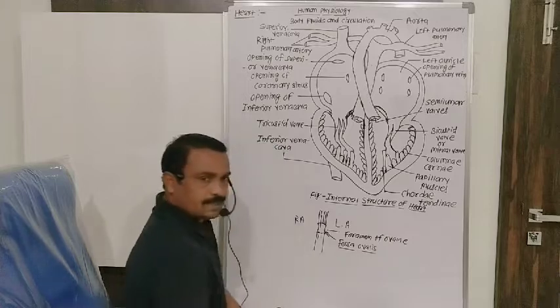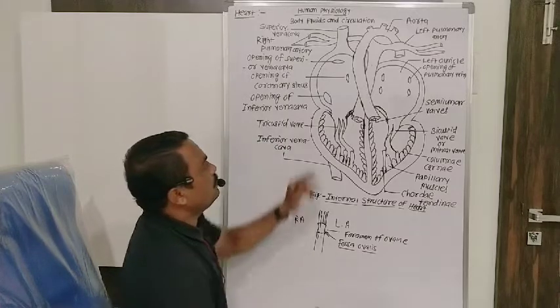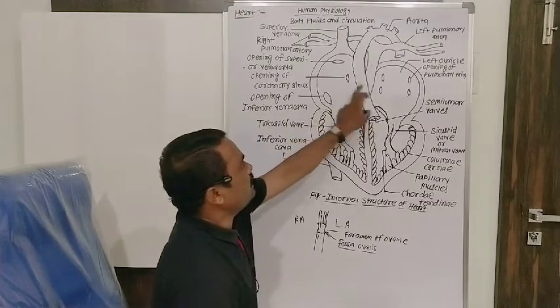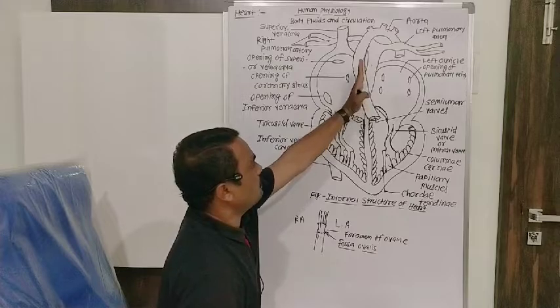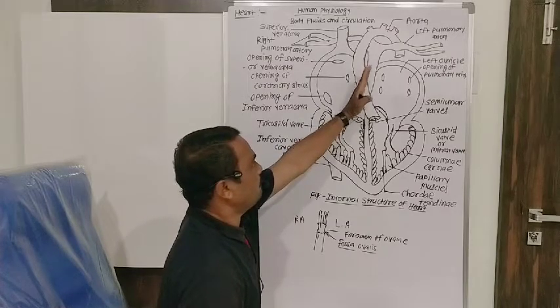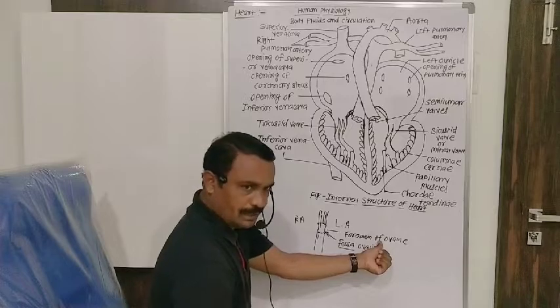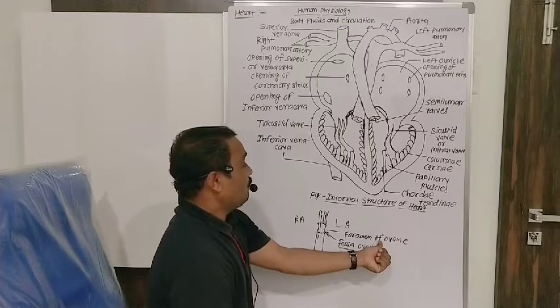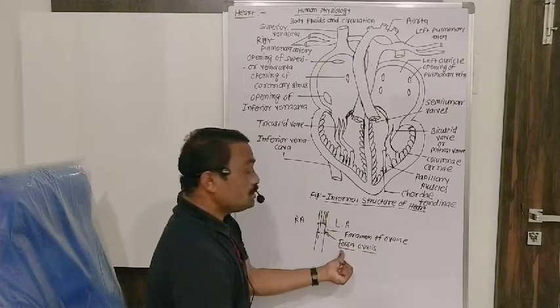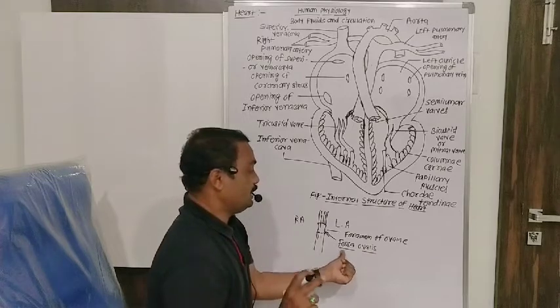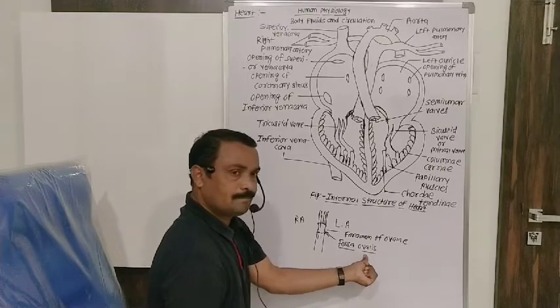fossa ovalis. Okay. In this way, the auricles get separated from each other due to the presence of the interauricular septum. But during the embryonic condition, an opening is present, that is called the foramen ovale. The foramen ovale gets closed and leaves the depression or fossa, that is called the fossa ovalis.